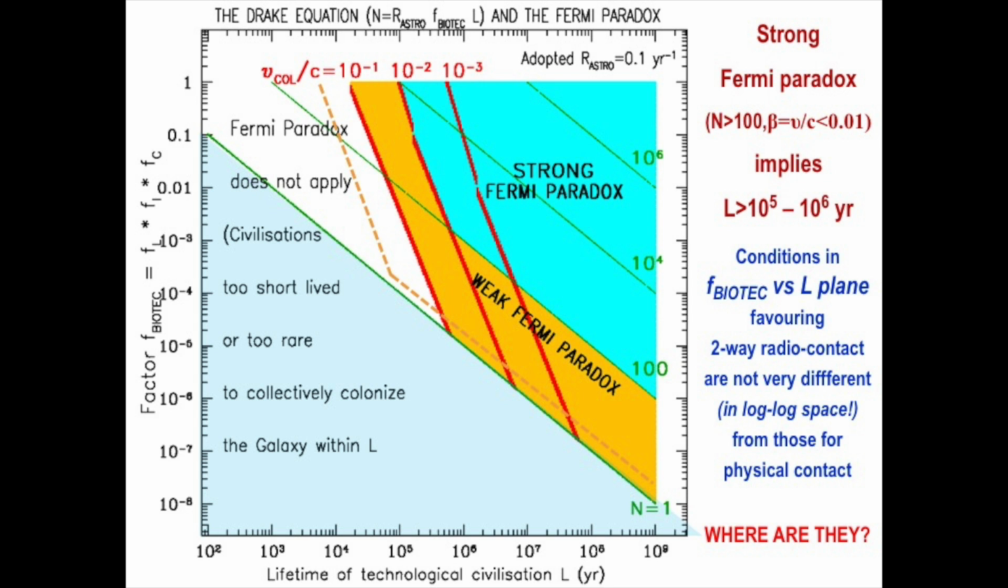But you see that this is a log-log diagram, okay? And in this diagram, the condition for exchange of radio signals, this was here, okay? It's not far away from the conditions for interstellar travel, contact through interstellar travel. So one could ask the following thing. Suppose that they exist and they desire to find other civilizations and to communicate with them, and they live long enough. What strategy would they adopt?